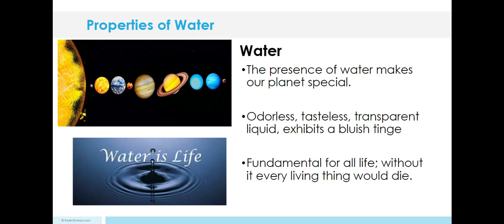This first slide covers just some generalizations about water. The presence of water on Earth is what makes Earth so special. In all of the planets of our solar system, Earth is the only one with enough water on it to sustain life. Water is odorless, it's tasteless, it's transparent, which means that we can see through it. And when you have enough of it, it takes on that blue color. And of course, we all know that without water, life cannot exist, and that is for animals and plants alike.